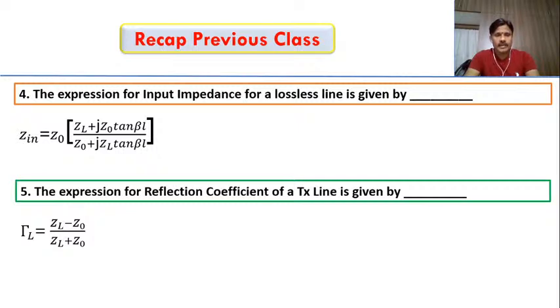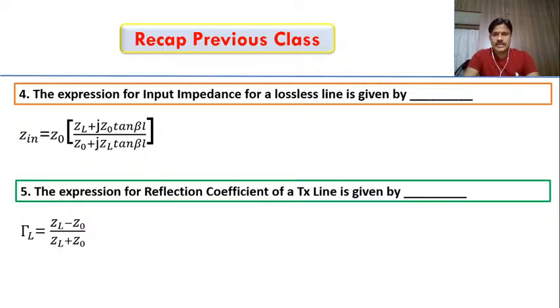Here gamma L, L stands for line. Line means transmission line. We have a lot of information about this gamma in unbounded media. With that knowledge, we directly defined this gamma L in the previous class. Gamma L is ZL minus Z0 by ZL plus Z0.